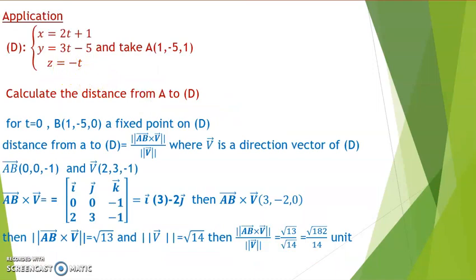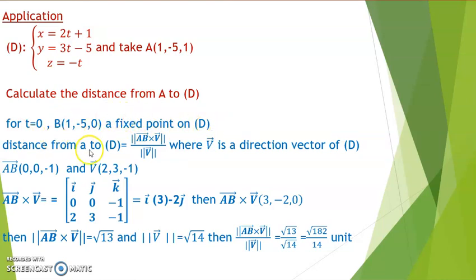Let D be a straight line of parametric equation x equals 2t plus 1, y equals 3t minus 5, and z equals minus t, and let A be a point that does not belong to D, defined by its coordinates 1, minus 5, 1. The question is to calculate the distance from A to D. We need at first to take a fixed point on D. Then for t equals 0 we get B (1, minus 5, 0), a fixed point on D.